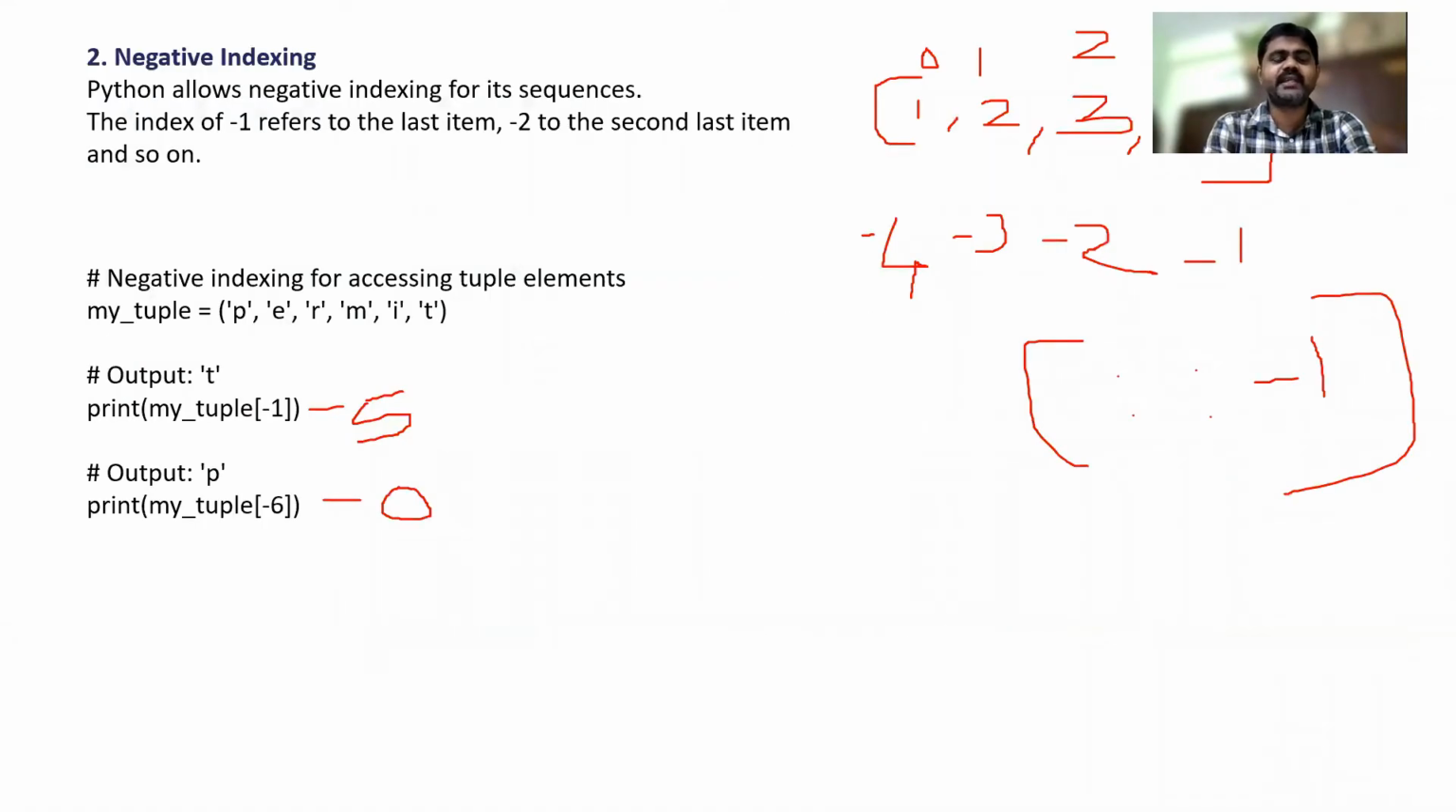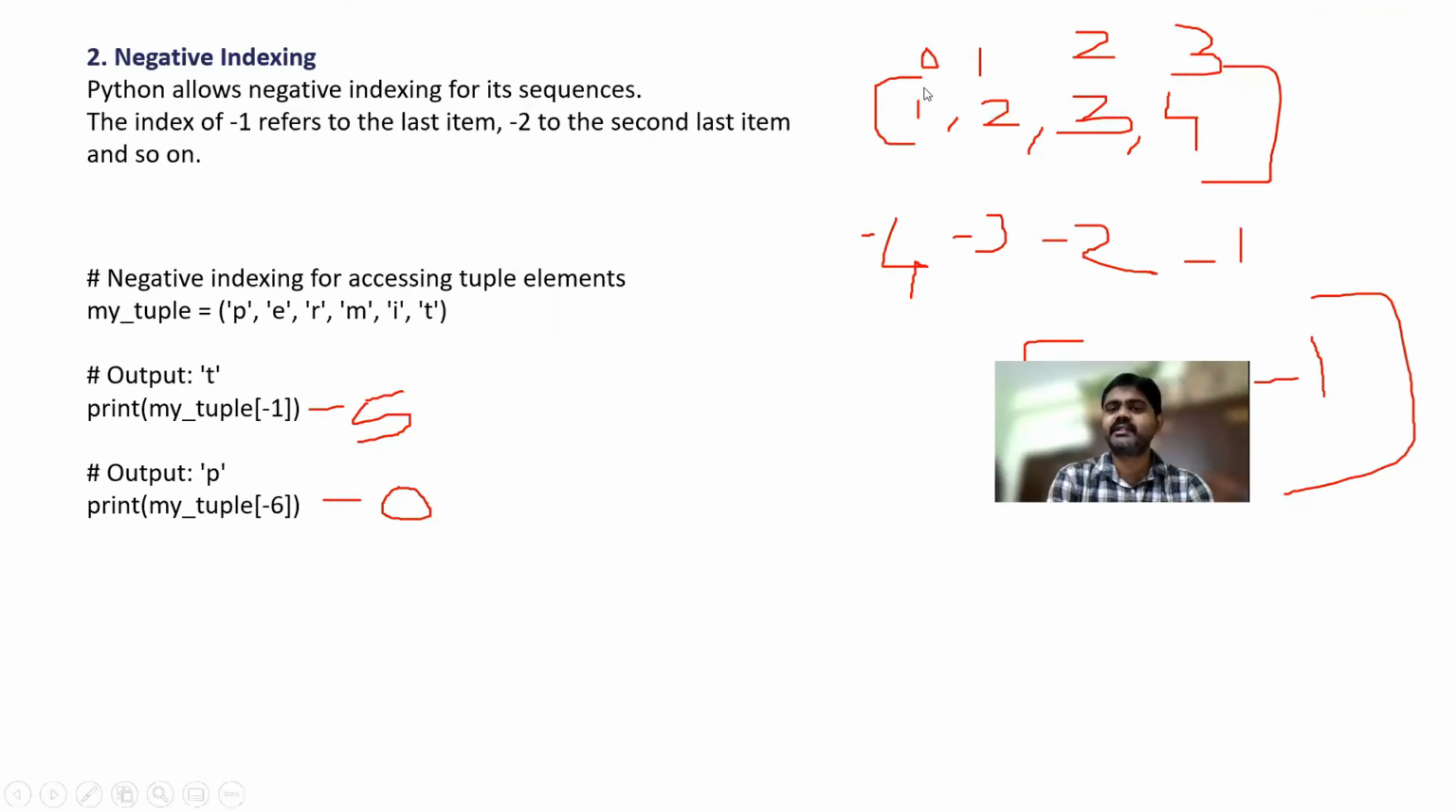Now, negative indexing. What is negative indexing? Python allows negative indexing for its sequences. As I said, positive indexing starts from the 0th index. For example, if I have elements 1, 2, 3, 4, the indices are 0, 1, 2, 3. This is forward indexing, where we are moving forward. Whereas negative indexing is in reverse order, and it always starts with -1, -2, -3, -4.